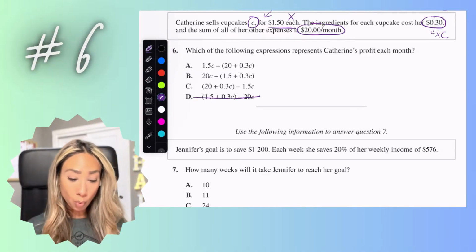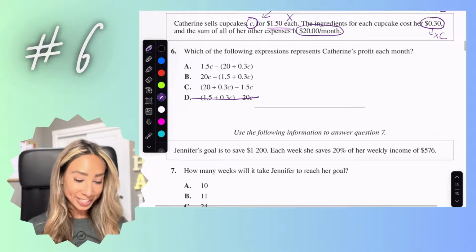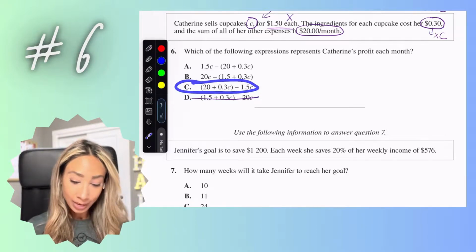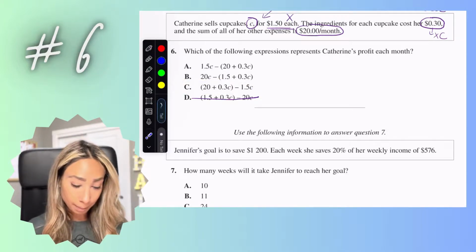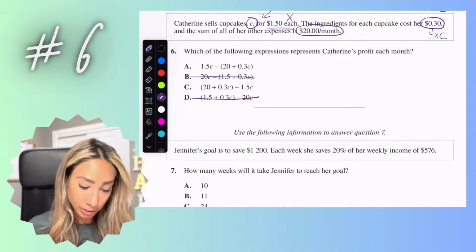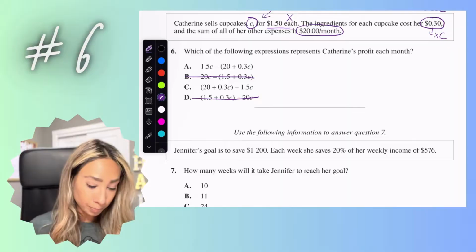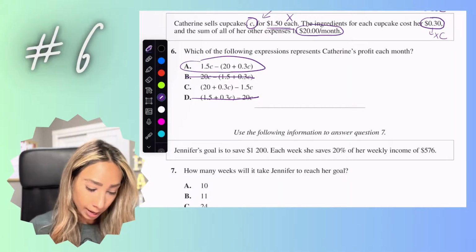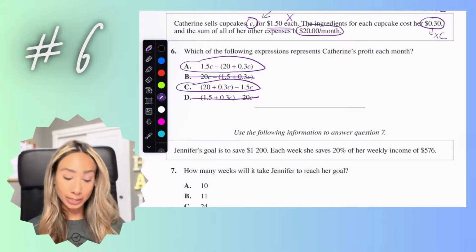1 point for option C. That one does look like it could fit, so we can come back to that. And option B also looks like it's not going to fit. So that leaves us with two options, option A and option C. Well, let's think about what's happening here.